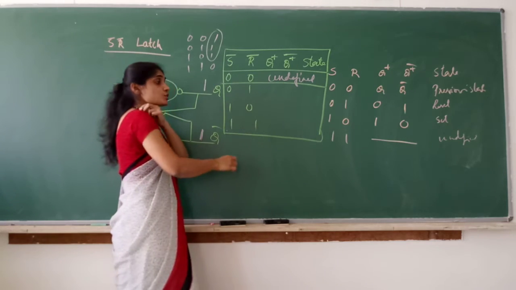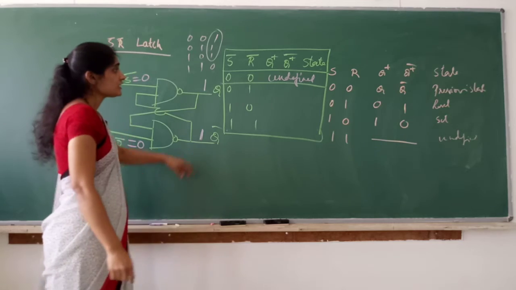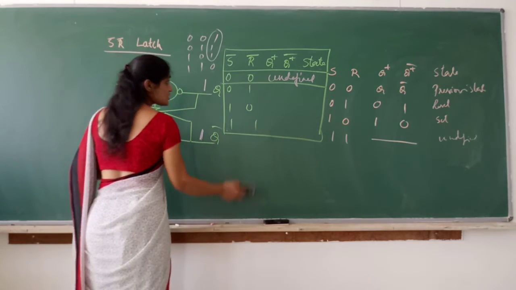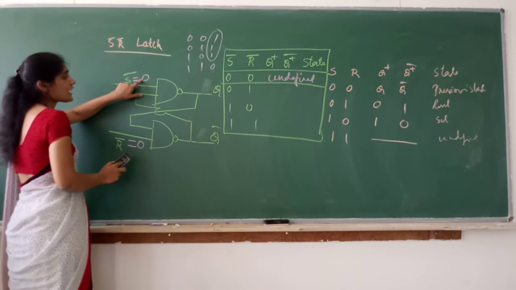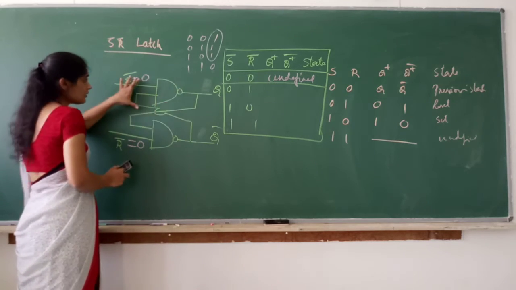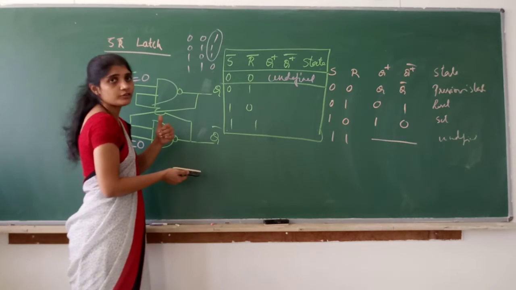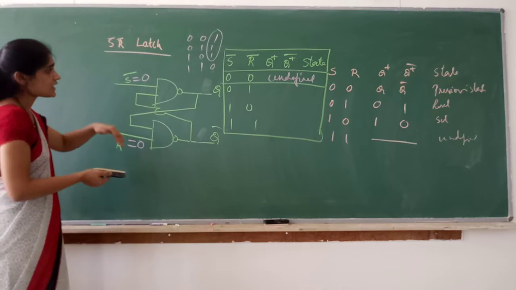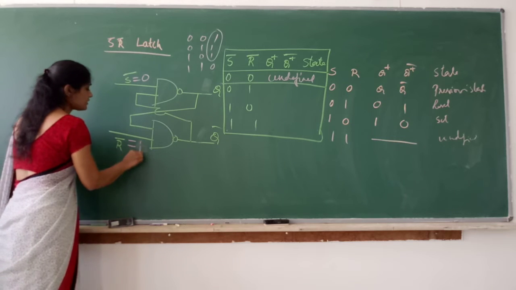Metastable state, which was for 1, 1 in SR latch. Correct. Here 0, 0 is undefined. I cannot use the S bar R bar latch for 0, 0. Why? Because when any one of the inputs to the NAND gate is 0, the output becomes 1. Both the outputs cannot be equal to 1. Q bar has to be the complement of Q, but that is not happening with the circuit. So it is in metastable state. Next, 0, 1. S bar is 0, R bar is 1.